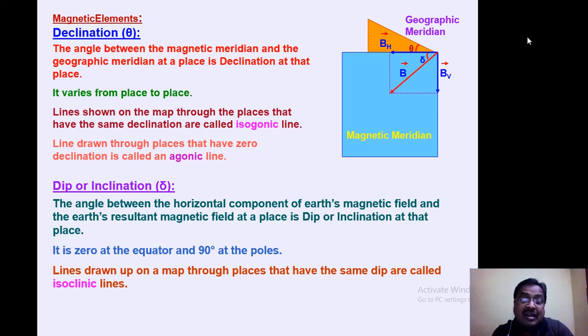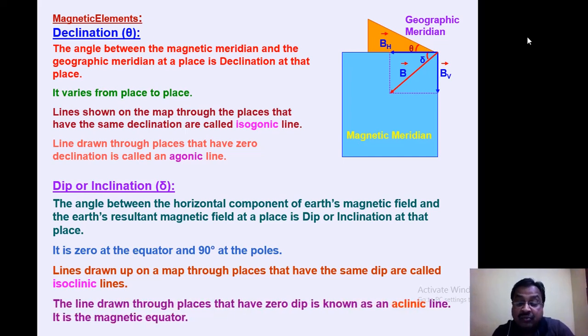And in connection with this inclination, there are some lines drawn on a map which are called isoclinic lines. Isoclinic lines are the lines drawn on a map through places which have the same dip, the same inclination. But the lines connecting the places having 0 dip are called aclinic lines.